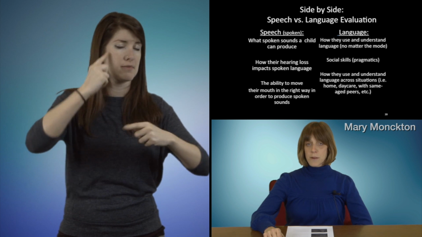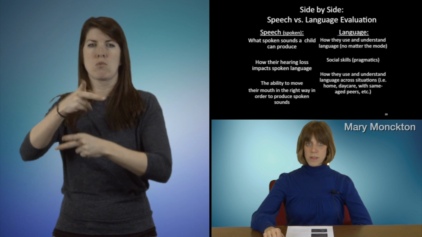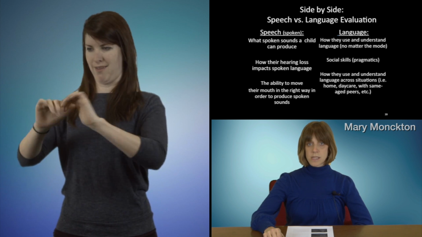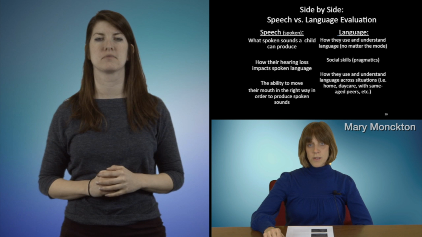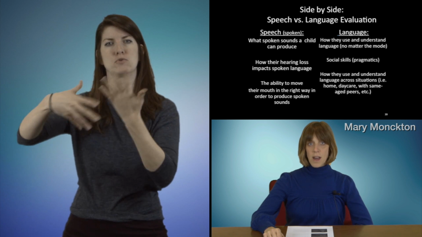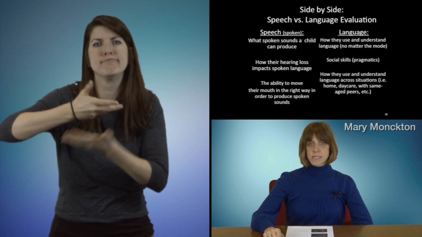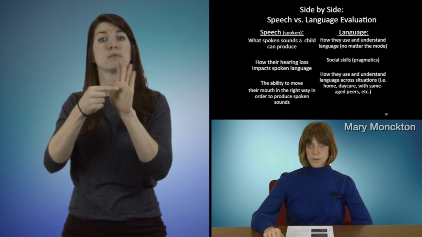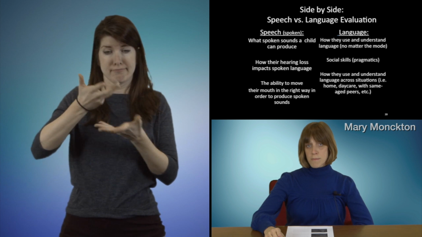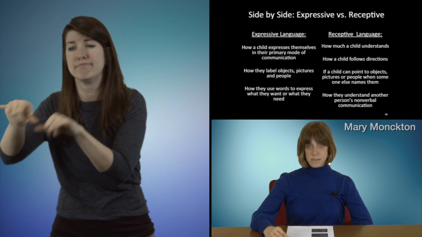Language, on the other hand, is how they use and understand language, no matter the mode. So whether it is spoken or manual language, such as sign language, it's how they use this. Social skills is another area under language, also referred to as pragmatics. Pragmatic skills involve how a child is interacting socially and appropriately across different situations. For example, how they use and understand language across situations, such as the way they interact with other people. Is it the same at home as it is in their daycare, or as it is when they interact with same-age peers versus their siblings?